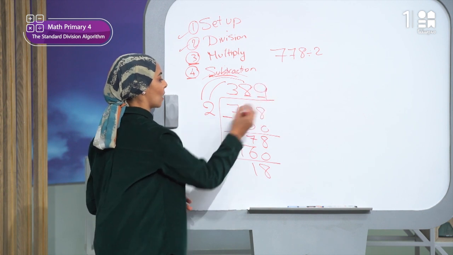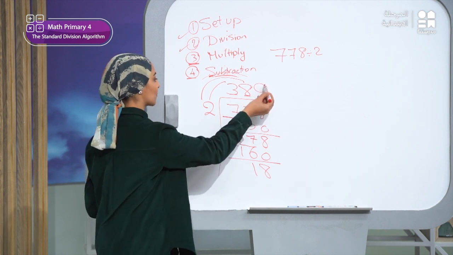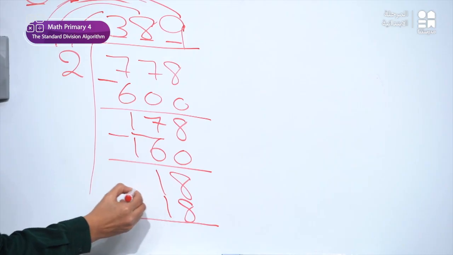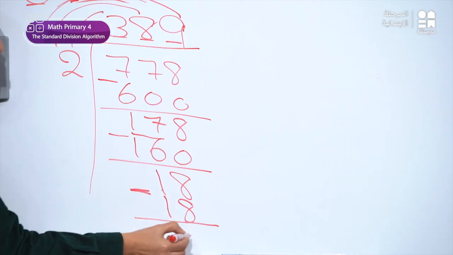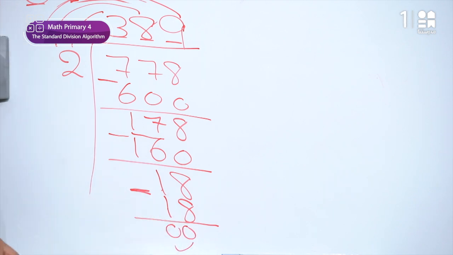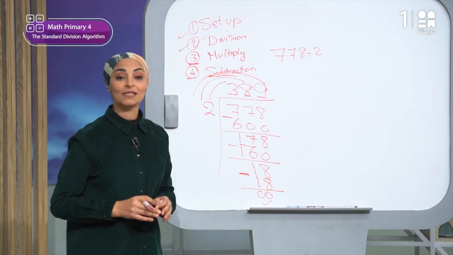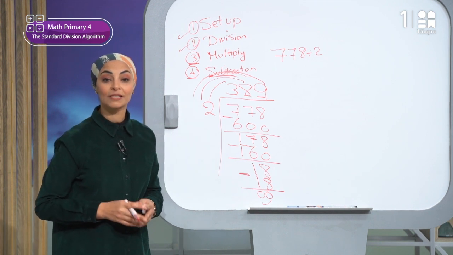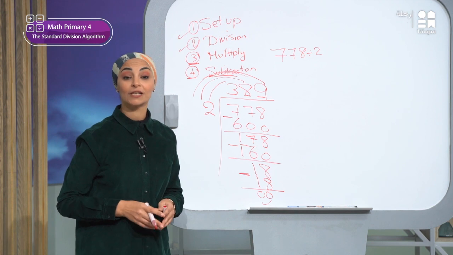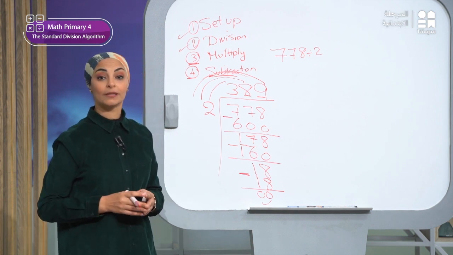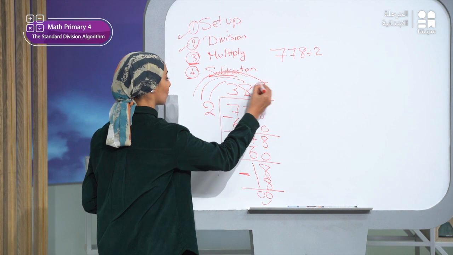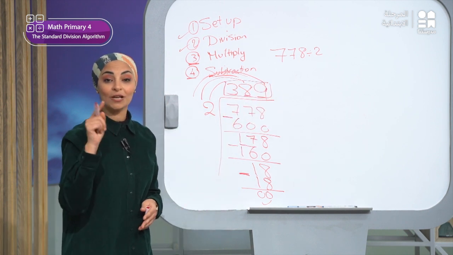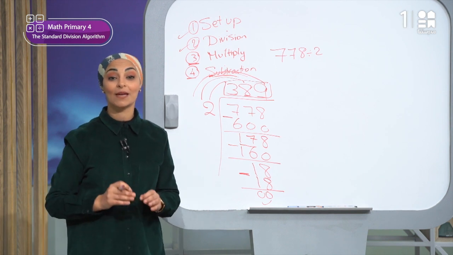So I'll put 9 up here. Then I will multiply 9 times 2 gives me 18. And the last step, I will subtract 18 from 18. The answer here will be 0. And this is the remainder. So I have no remainder now. When the remainder is 0, we say that the division is without any remainder. The quotient, or my answer, is 389. You can solve the rest of the problems in the same way.